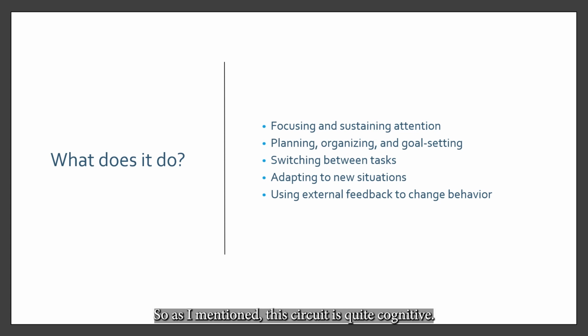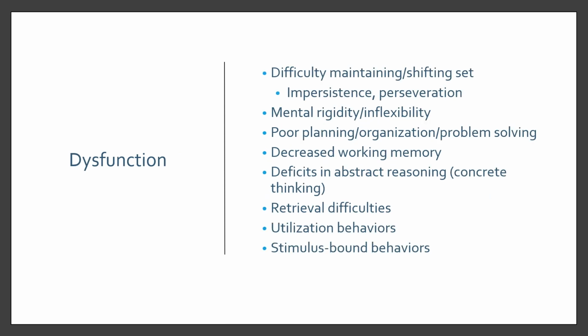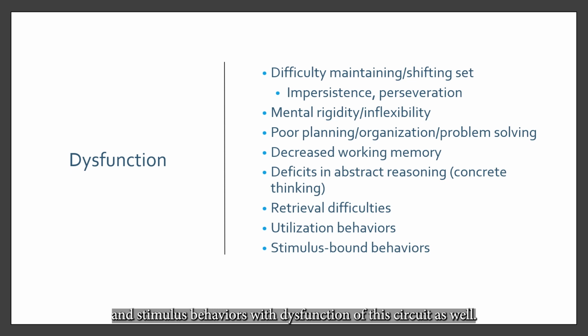So as I mentioned, this circuit is quite cognitive. So when you have dysfunction, you see difficulty with set shifting. You might have impersistence, perseveration, mental rigidity or inflexibility, poor planning, organization, problem solving, decreased working memory, concrete thinking, difficulties with memory retrieval, and then you can see the utilization behaviors and stimulus behaviors with dysfunction of this circuit as well. I'm also going to briefly talk about the cerebellum.